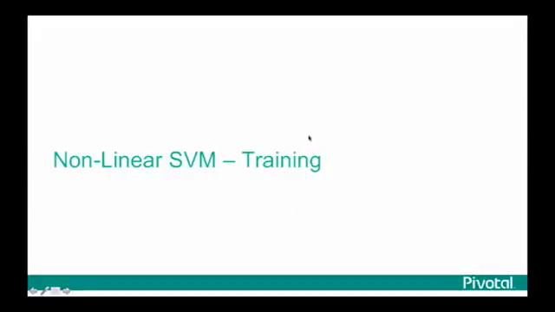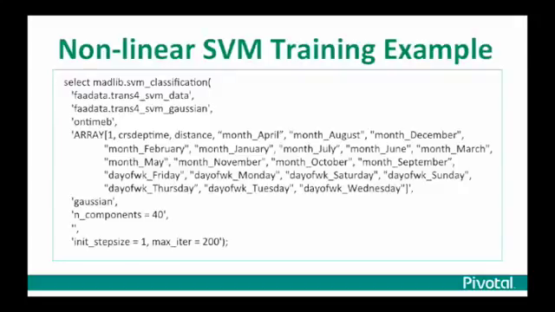So as a comparison, let's quickly look at the syntax for the training step of a nonlinear SVM. The prediction syntax is identical for both linear and nonlinear SVM, thus you can simply refer to the earlier slide on SVM prediction syntax. In this example, the first four arguments, the data table, the model table, the dependent variable, and the independent variable list are the same specifications used for a linear SVM.